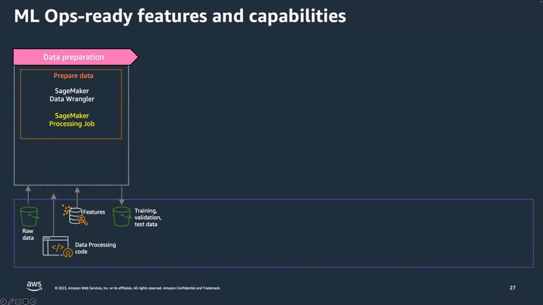So the first part that we have is SageMaker Data Wrangler. As I mentioned before, SageMaker Data Wrangler is a no-code to low-code environment that lets you work with raw data from multiple different sources and lets you apply to it data processing code and store the results of that data processing into features, and then also create training, validation, and test data sets.